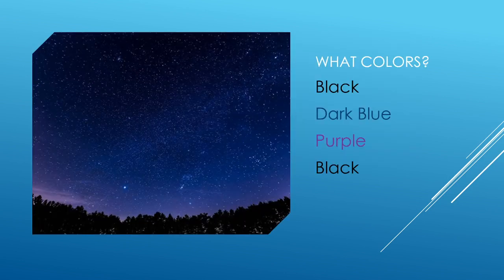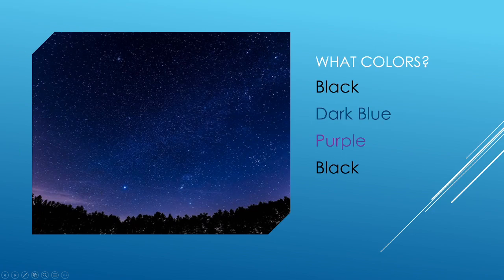So these are the kinds of colors that I'm talking about. We're talking about almost black up at the top. It's not quite. I know it's not really that dark. This is definitely black. And then we have purple near where the sun was setting. And then we have a deep blue.